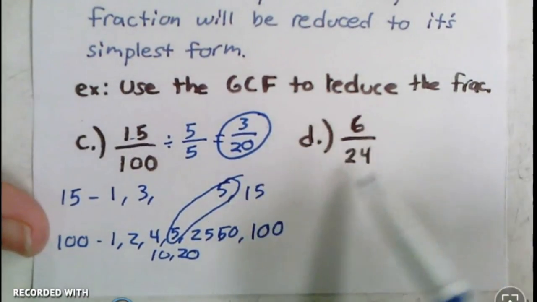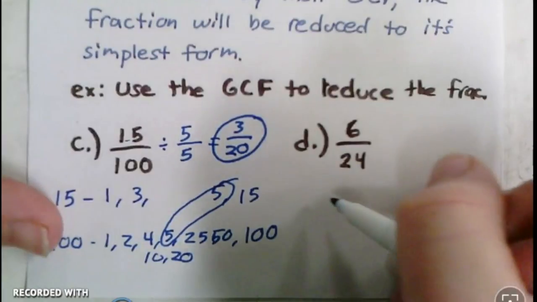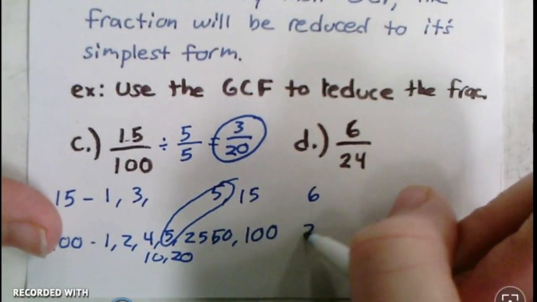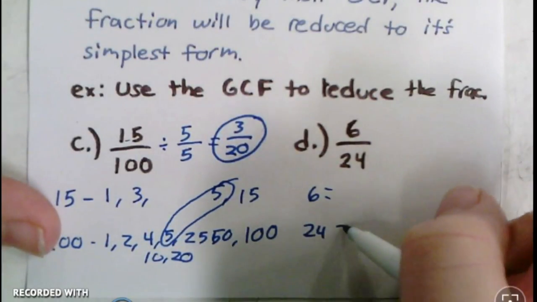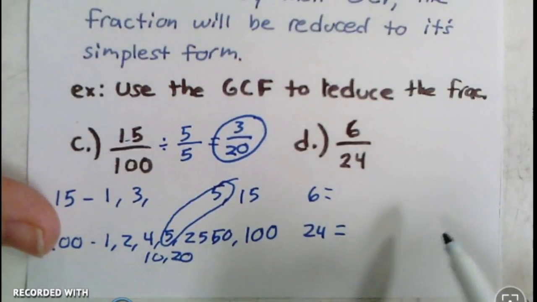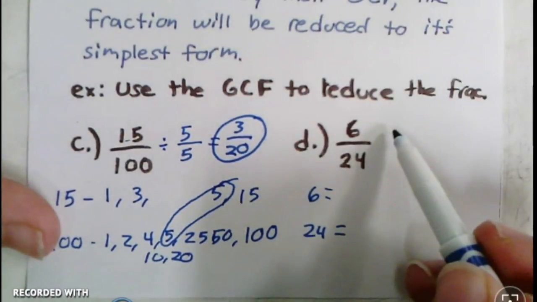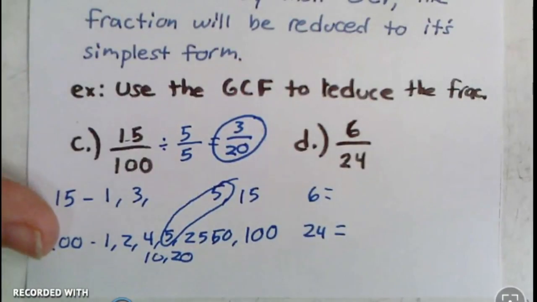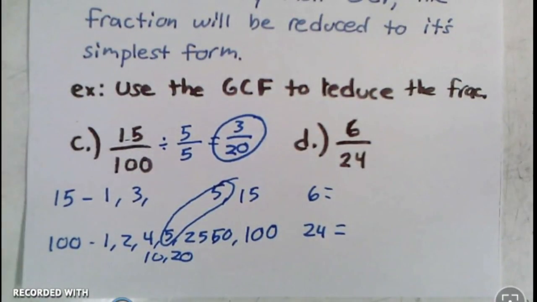Okay, why don't you try D on your own? So you're going to start it off this way. You're going to list the factors, find the biggest one, and then divide both the numerator and the denominator by that number. All right, so go ahead and get to work.